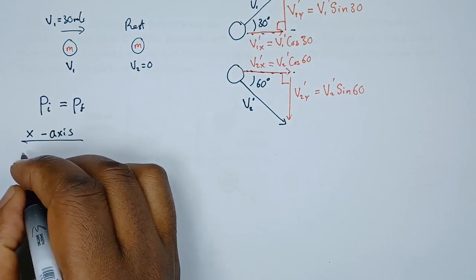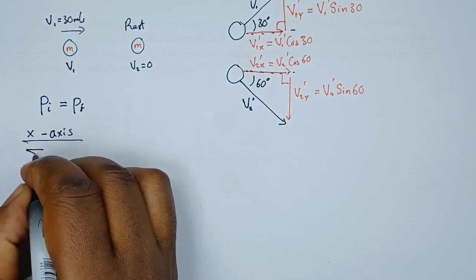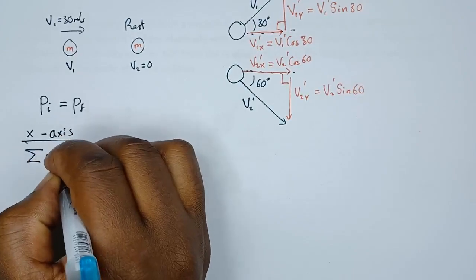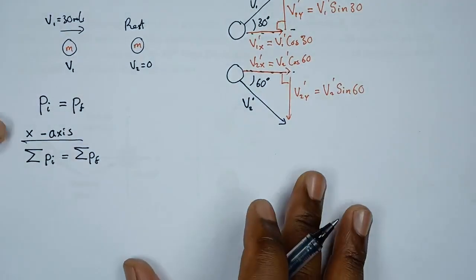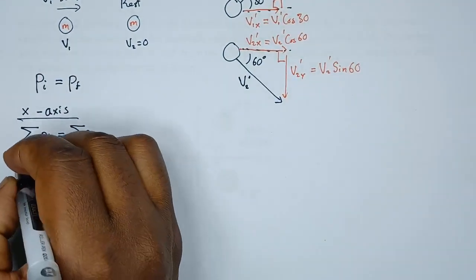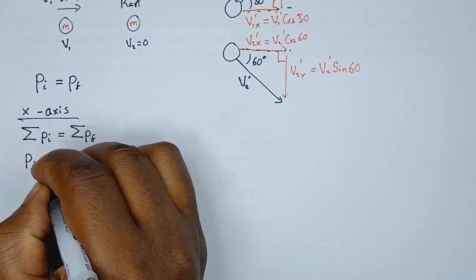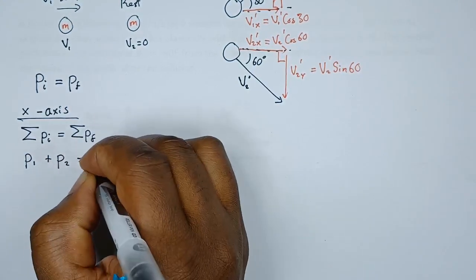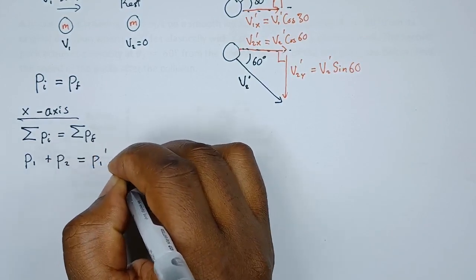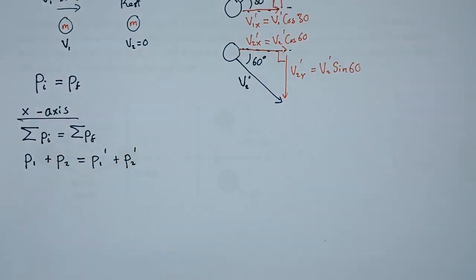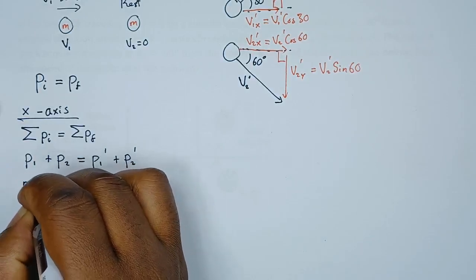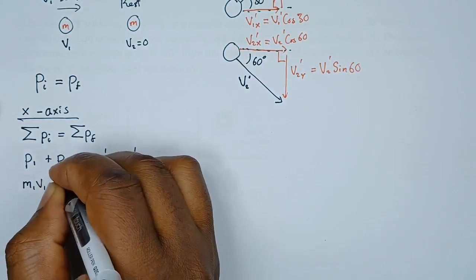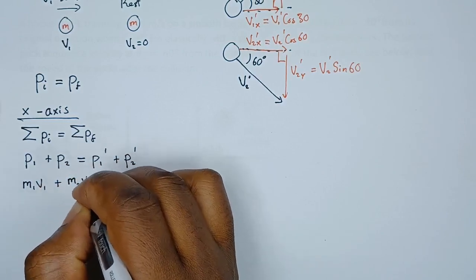So in the x-axis, we can say the summation of the initial momentum is equal to the summation of final momentum, because momentum is conserved. Then since there are two objects involved, we can say momentum for object 1 plus momentum for object 2 is equal to momentum for object 1 prime plus momentum for object 2 prime. Now we know that momentum is mass in motion, meaning that momentum 1 is mass 1 v1, plus momentum 2 is mass 2 v2.